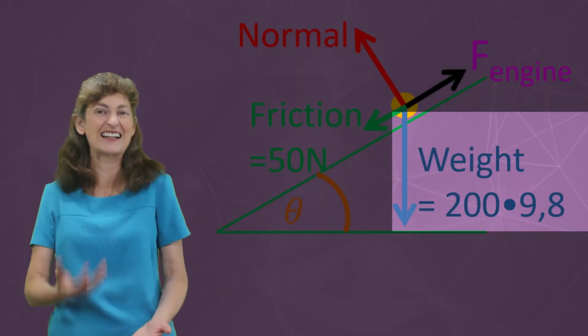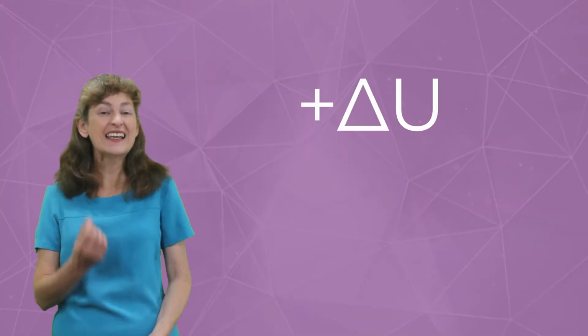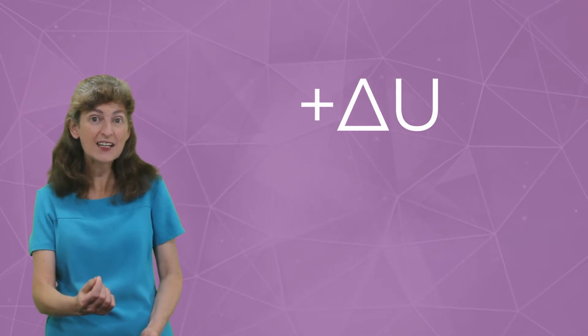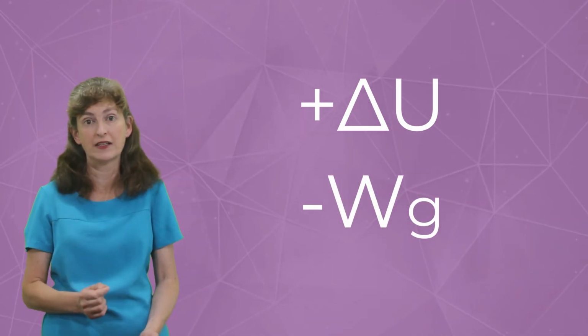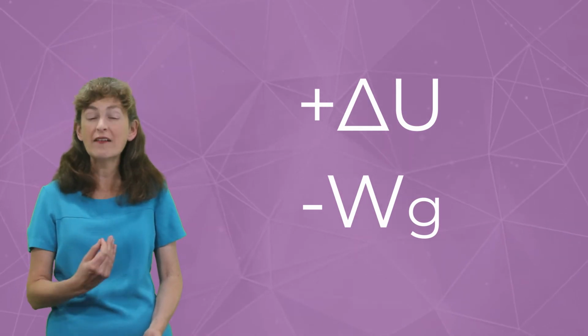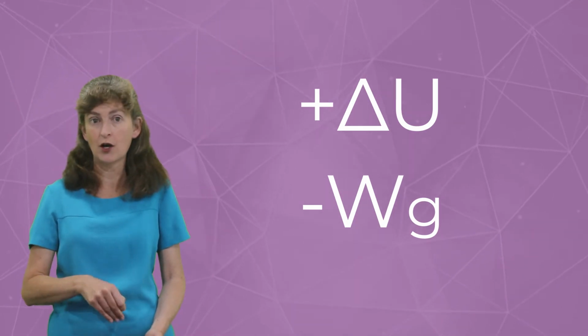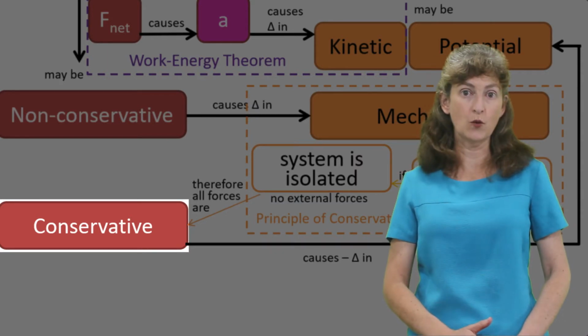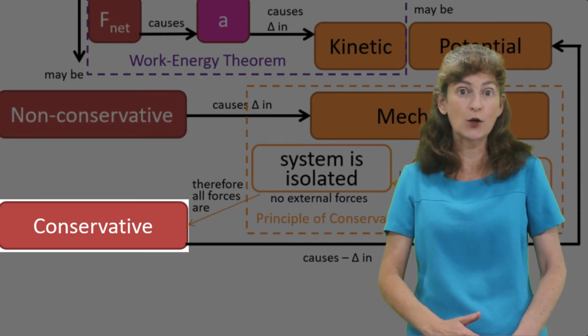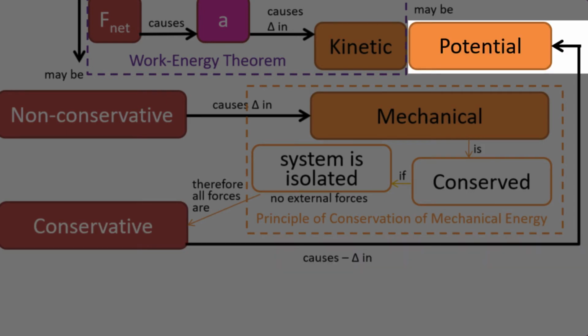Since weight acts downward, for there to be an increase in gravitational potential energy, something must have done work on the car against gravity. So put another way, gravity did negative work on the car. When a conservative force, like gravitational force, does work on an object, it causes a change in the potential energy of the object.